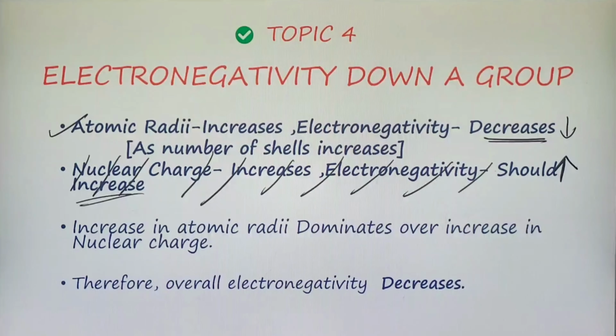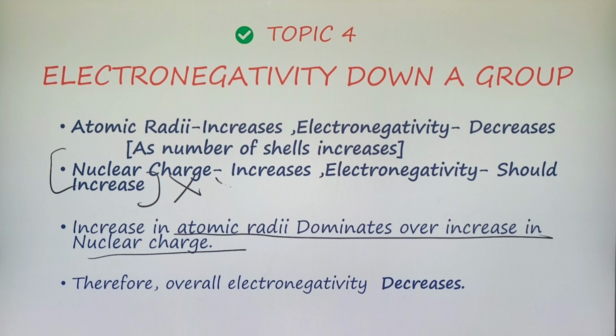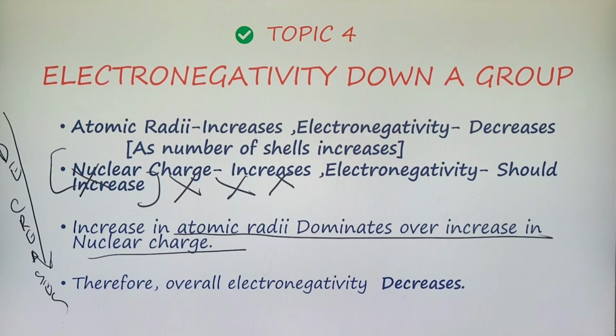So we cancel out this effect. Am I clear? Remember this sentence: increase in atomic radii dominates over increase in nuclear charge. Always remember, nuclear charge is not given importance, is not a priority here. So this effect cancels out. So overall down a group from top to bottom, what happens to the electronegativity, children? It decreases. Yes or no? Electronegativity from top to bottom decreases.